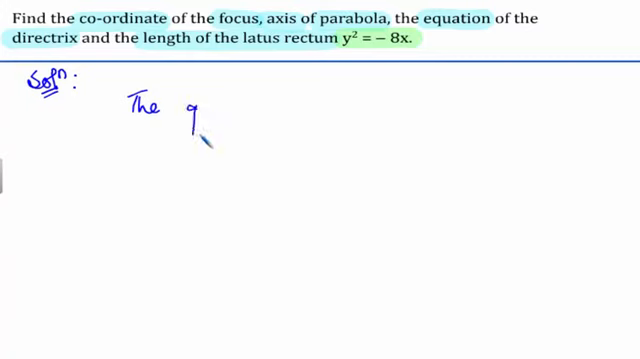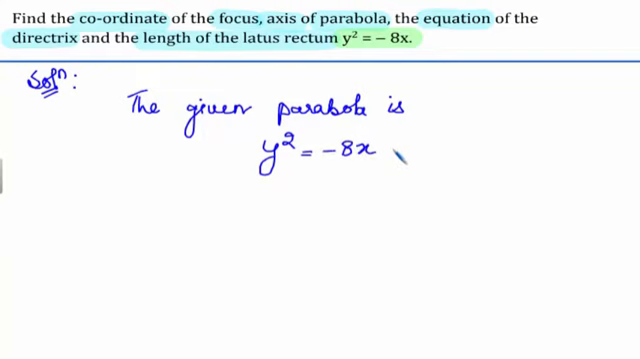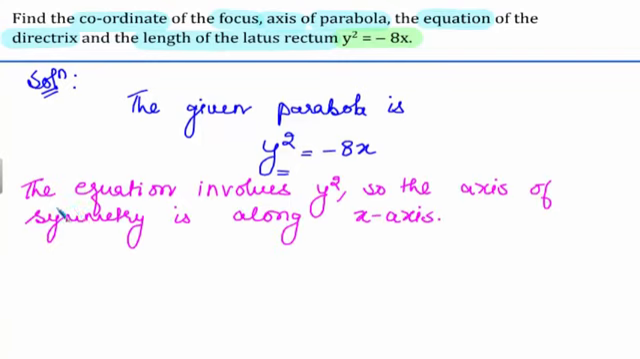The given parabola is y square is equal to minus 8x, and here we can see that the given equation of the parabola involves y square. Therefore, we can say that the equation involves y square, so the axis of symmetry is along the x-axis.